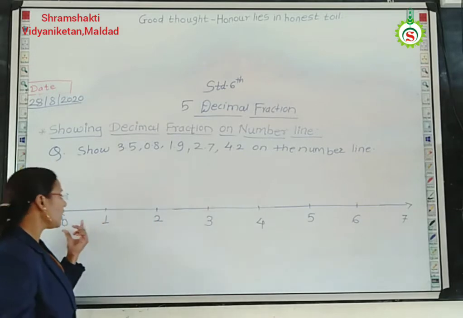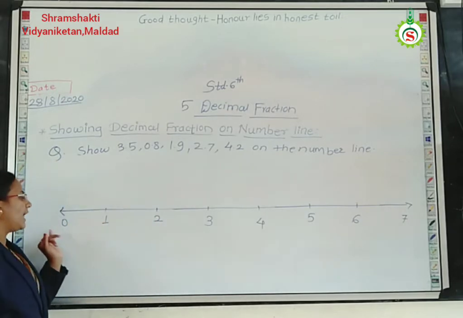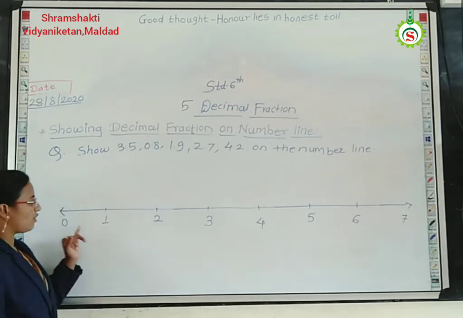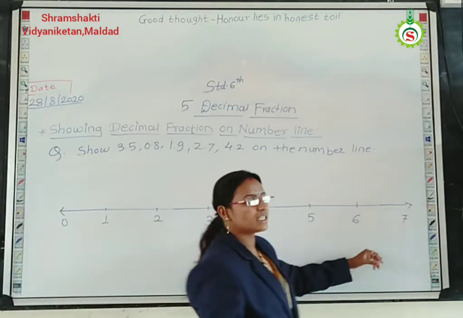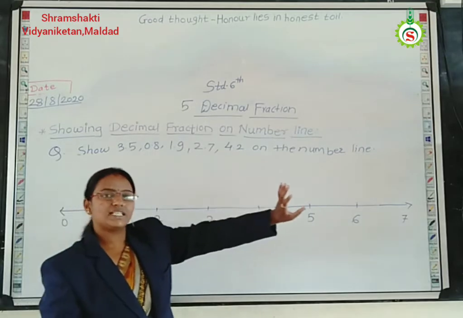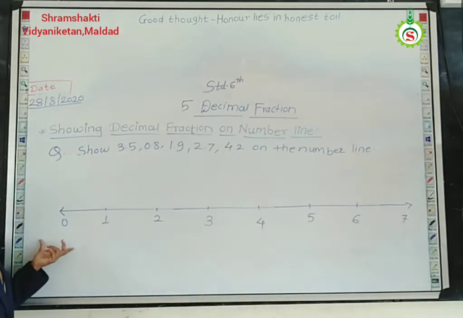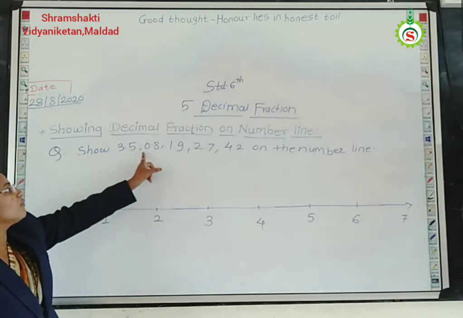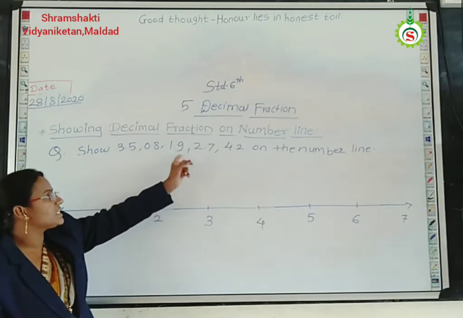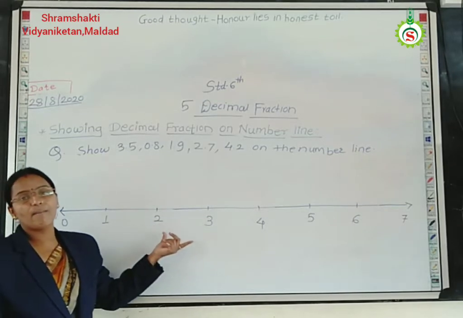So here I draw one number line and the scale is 0, 1, 2, 3, 4, 5, 6 up to 7 is given. You may extend your scale. Okay students. So here I have to show these decimal numbers, these decimal fractions, onto this number line.